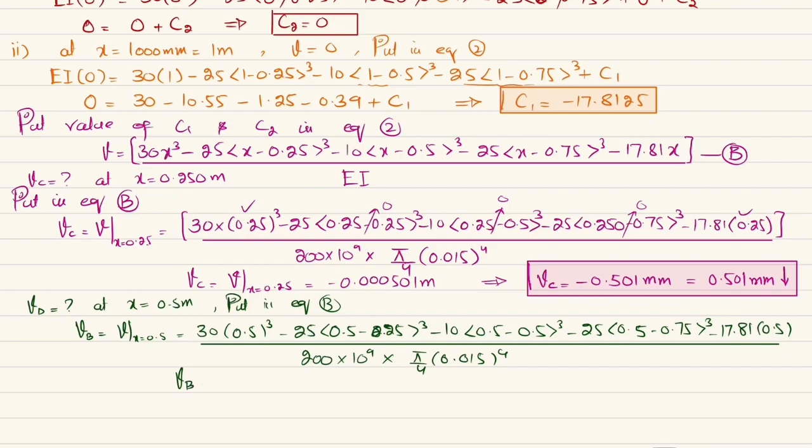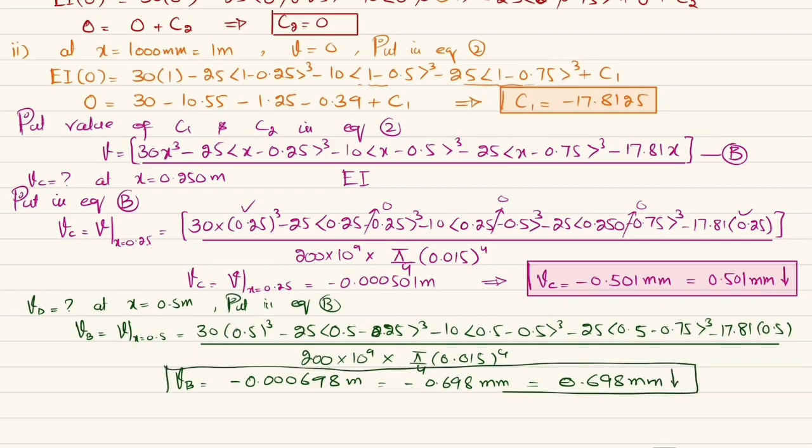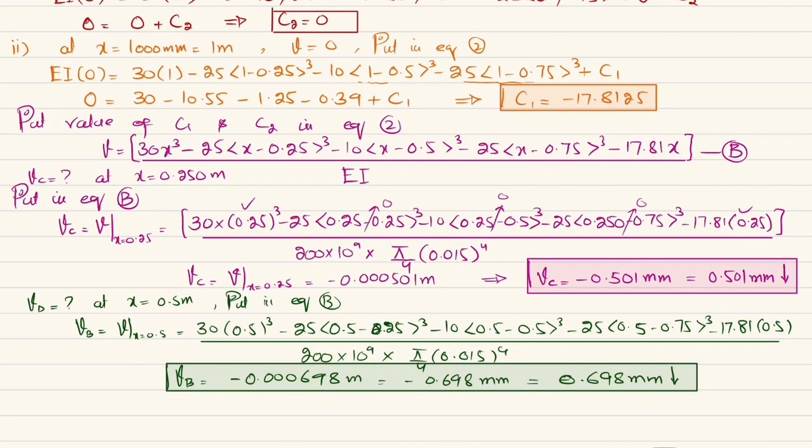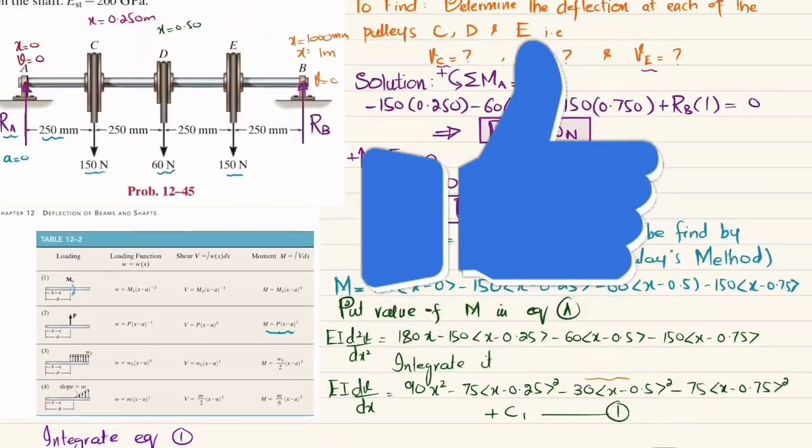So when you solve this, you will get VB is equal to minus 0.000698 meter, or you can say minus 0.698 millimeter, and that is downward. So this is the deflection at point B. What we can do is that we have to find deflection at point E.